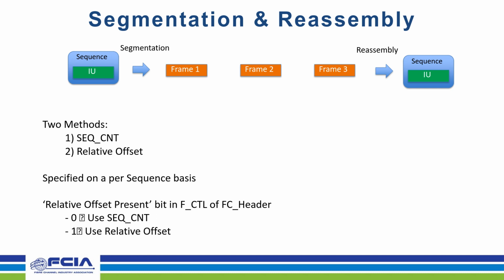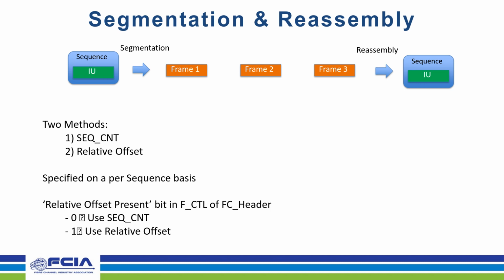As we said earlier, each IU is transmitted within a single sequence, but it may be divided up into multiple frames. And all frames with the same information category within a single sequence must be reassembled into the IU for delivery up to the FC-4 layer.